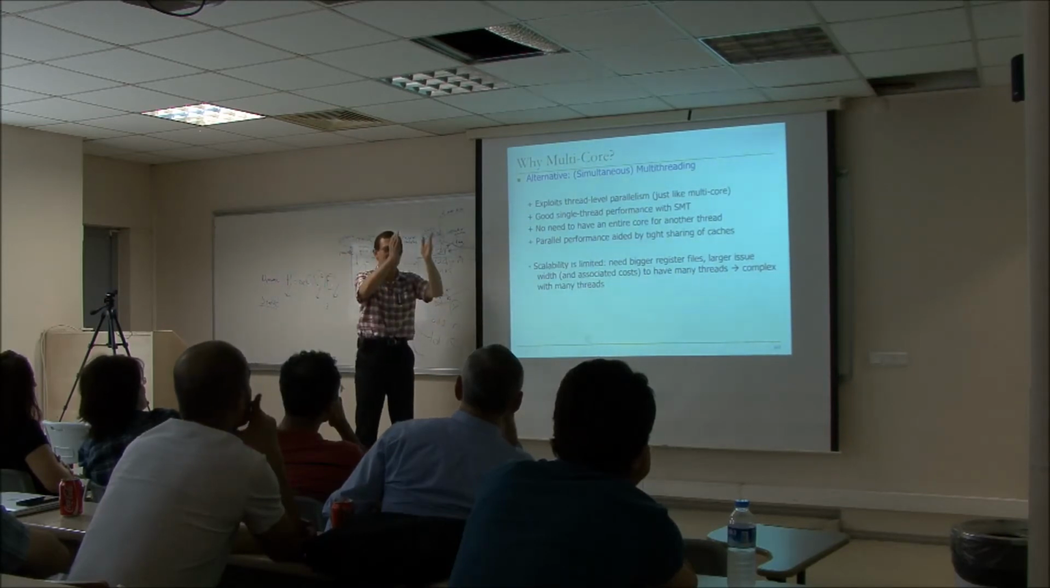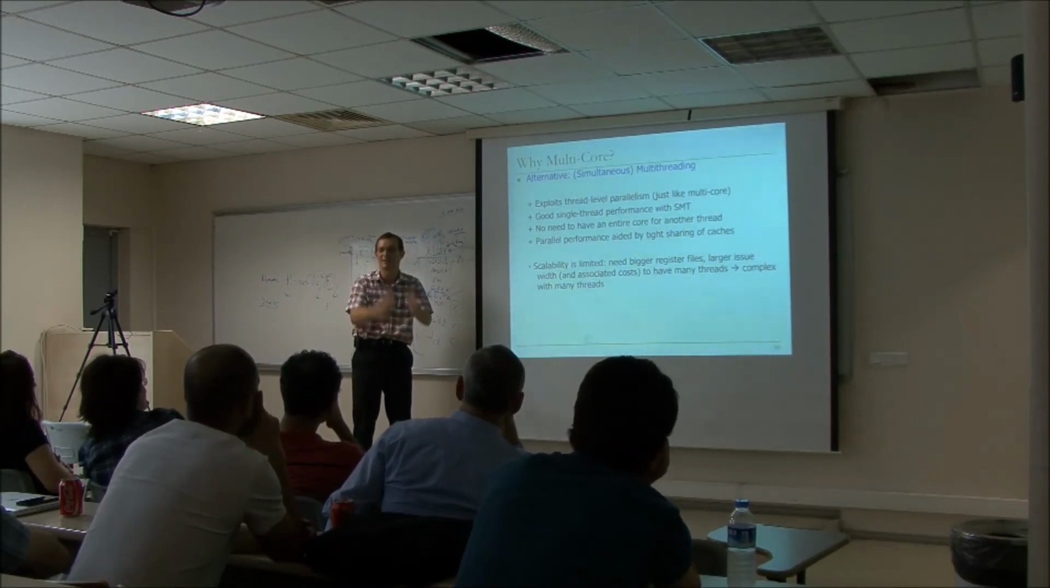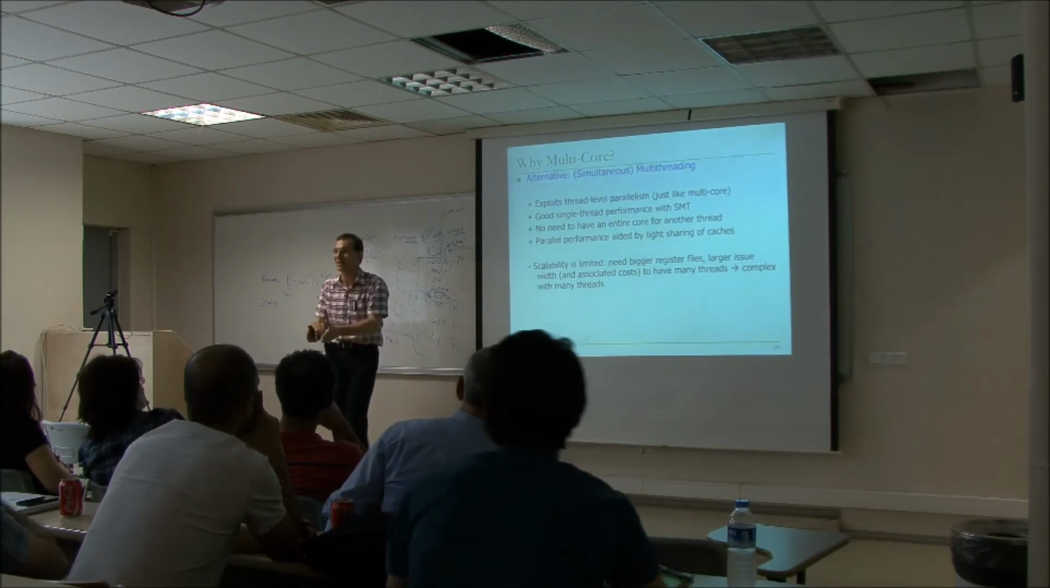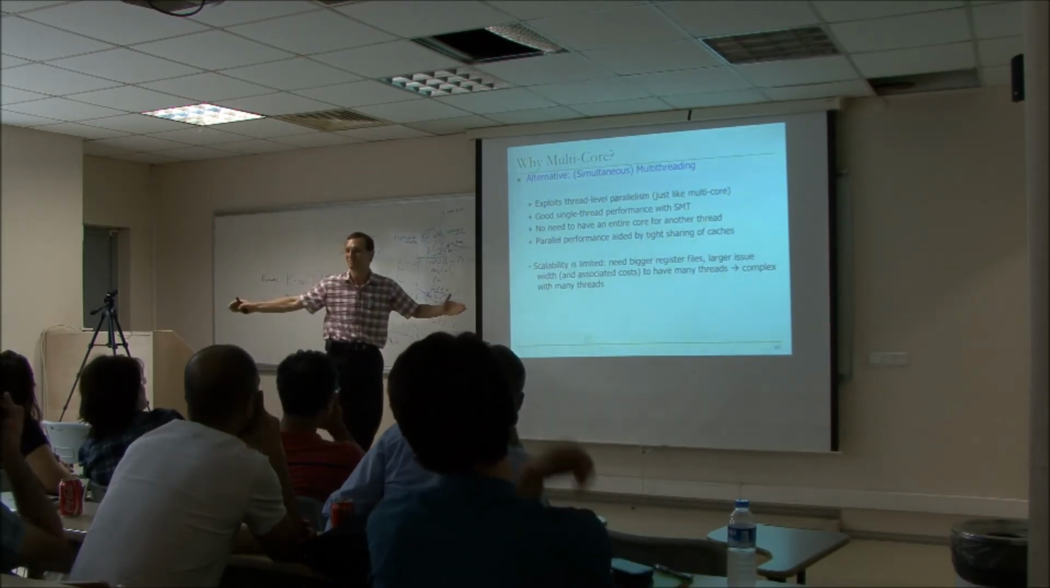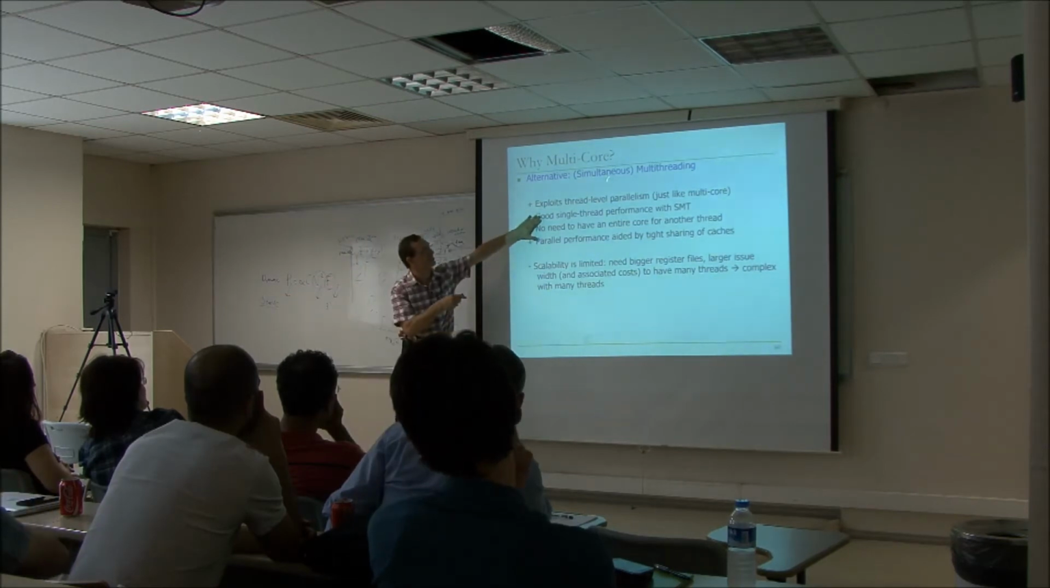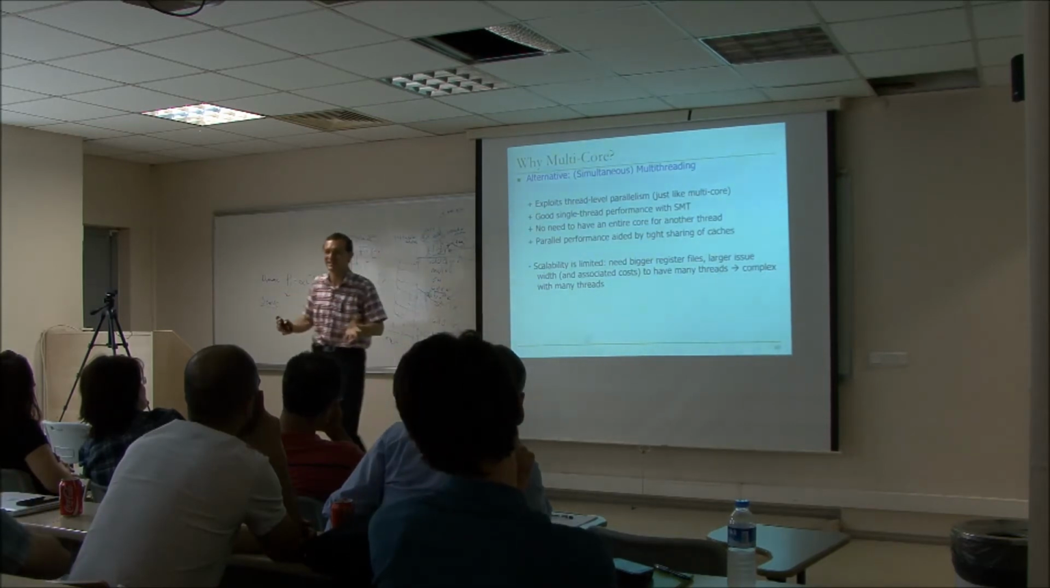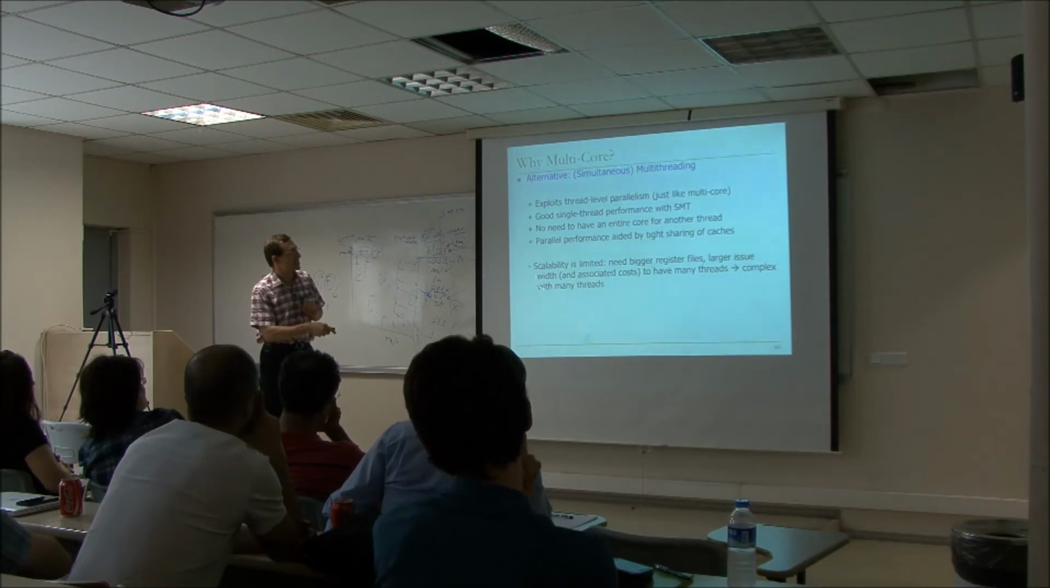You can say this thread has this portion of the pipeline, and this thread has this portion, this thread has this portion. Now you're becoming more like multi-core, right? Because you're partitioning your pipeline. Whereas simultaneous multi-threading is all about sharing the pipeline. So the downside is scalability.